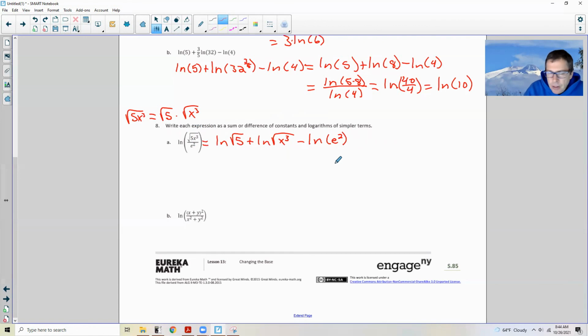So the square root of 5 is the same as saying 5 to the 1/2. So that can simplify as taking the power out in front, 1/2 the natural log of 5 plus, remember this is a square root, x to the 3/2. 3/2 can go out in front, 3/2 the natural log of x. I suppose I should have these in parentheses. So 1/2 natural log 5 plus 3/2 natural log x minus 2 natural log e.